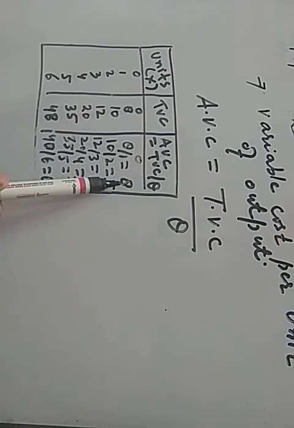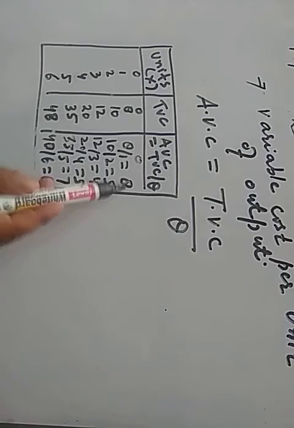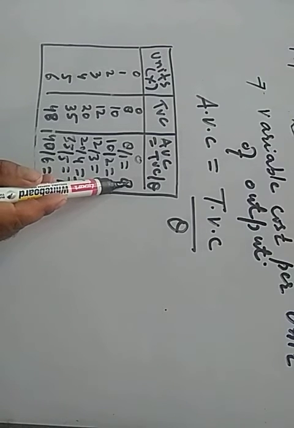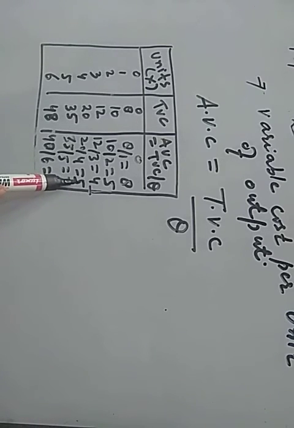And average variable cost initially decreases up to a particular level of output. Beyond that, it starts rising. It has decreased from 8 to 5, 5 to 4 rupees. Then it has started rising. It has increased with the increase in the level of output, 4 to 5, 5 to 7, 7 to 8 rupees per unit.